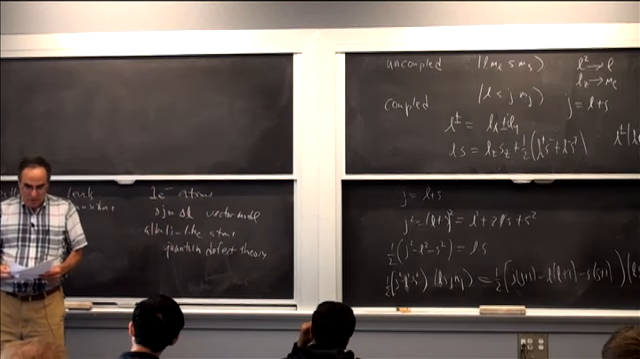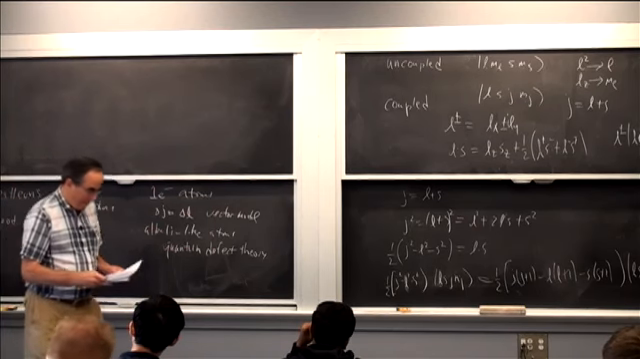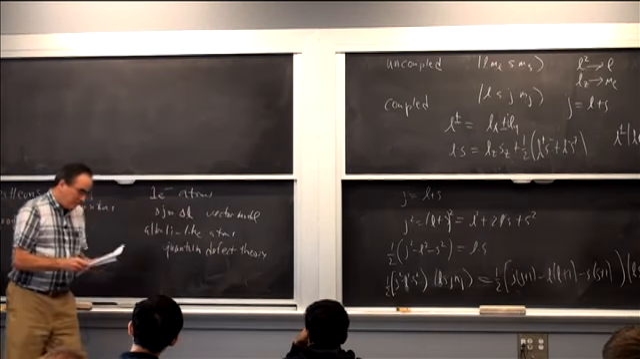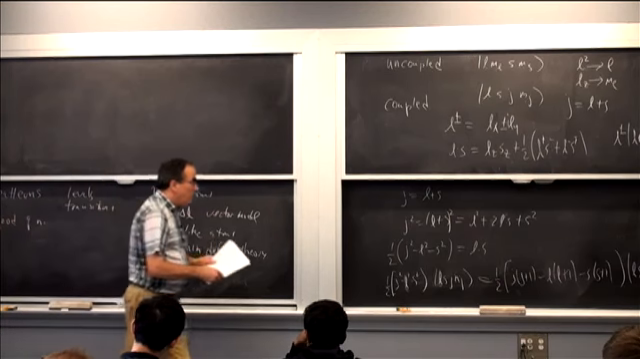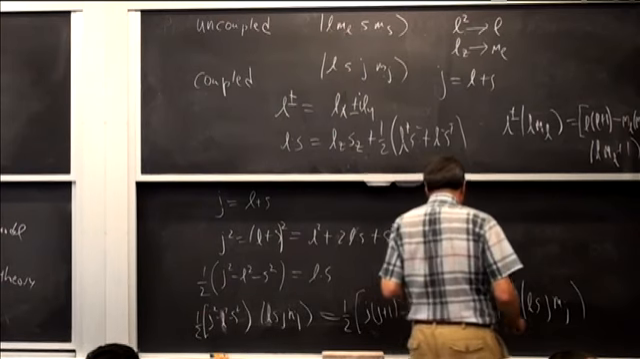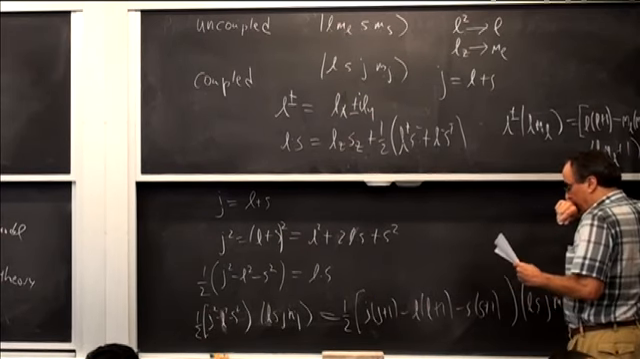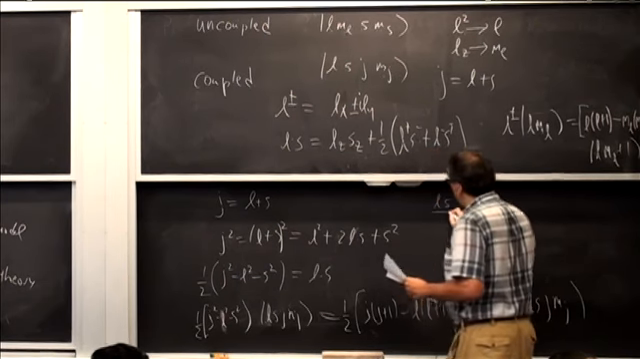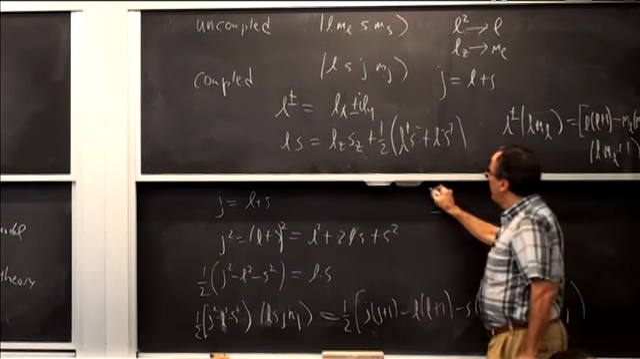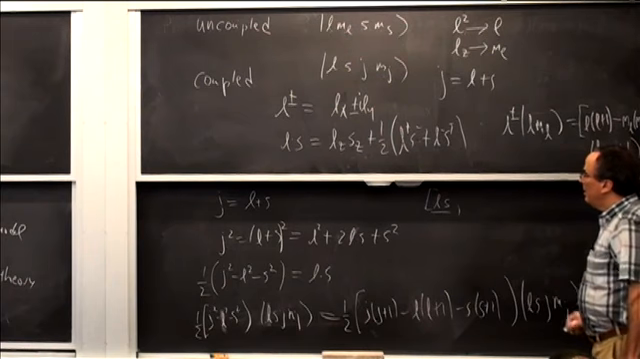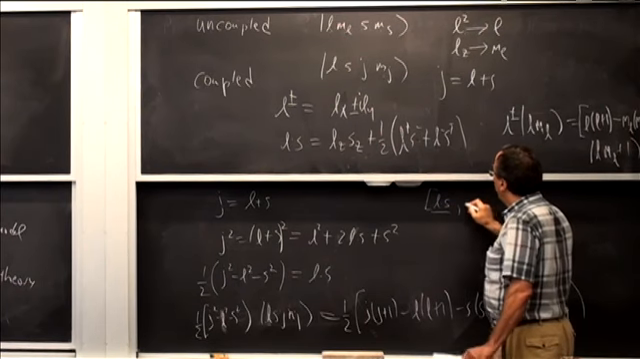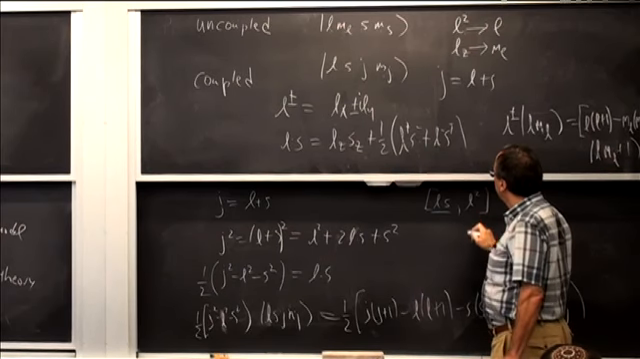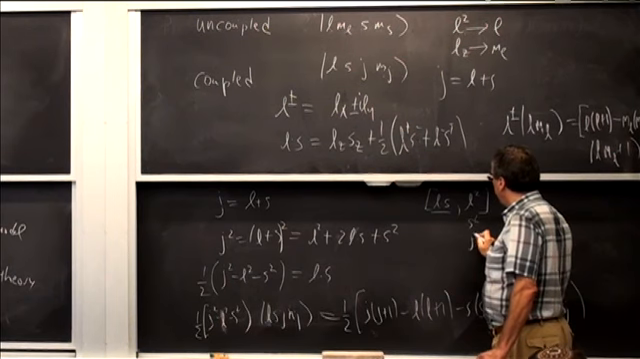Okay, another way of saying some of the stuff that I said before: we have this operator L dot S, which we need for the spin orbit, and we can write a commutation rule. We know that L dot S commutes with L squared, S squared, and J squared.